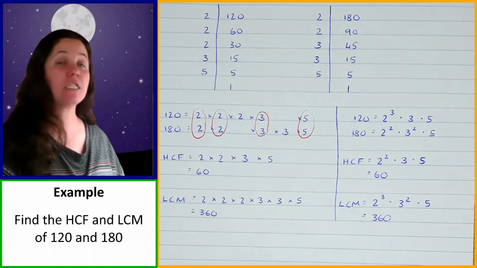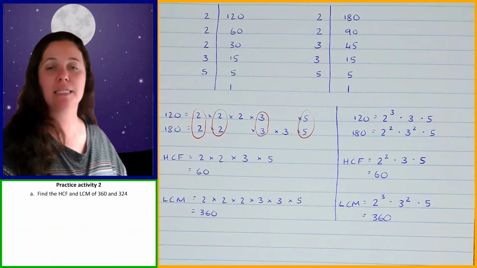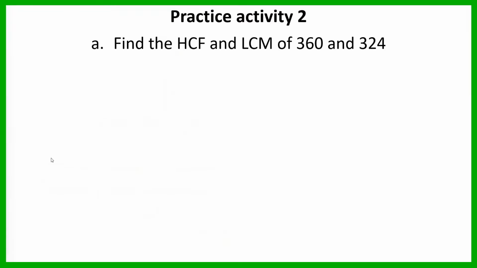Okay, so now I'm going to give you a couple that you're going to do for yourself. The first one you're going to do is this one over here. You need to find the highest common factor and the lowest common multiple for the numbers 360 and 324. You can choose if you want to use the first method or the second method, but either way you need to do the ladder to write your numbers as product of their prime factors. Okay, so I'm going to give you 2 minutes to work on this question.